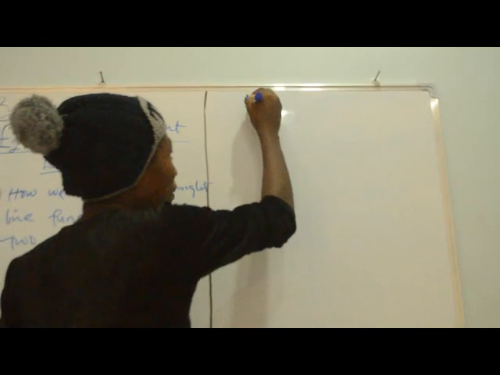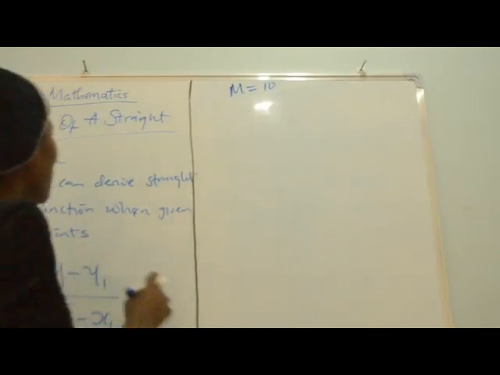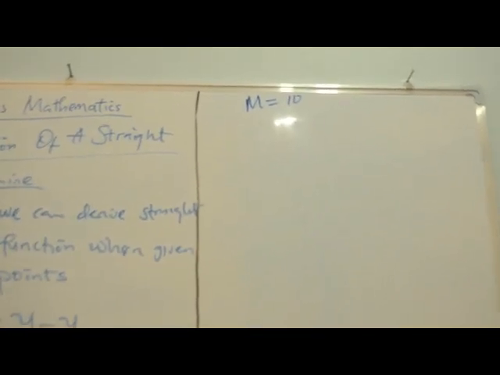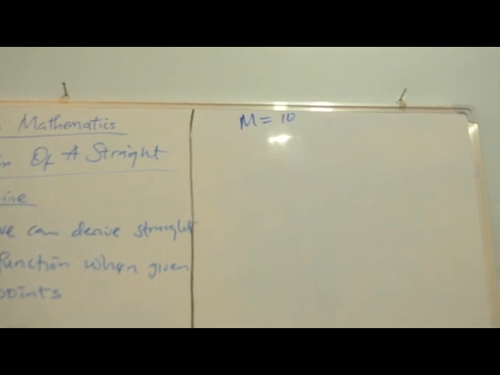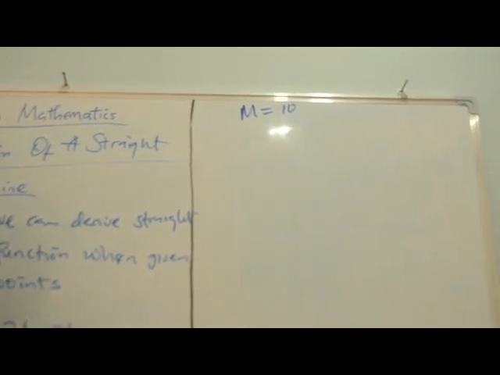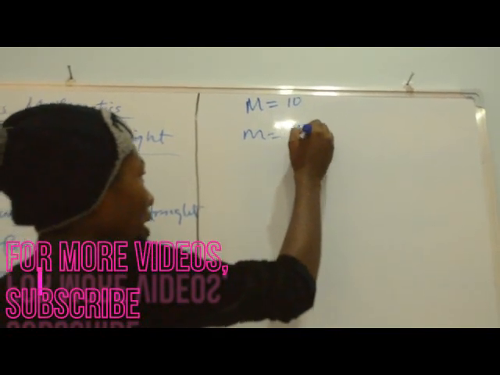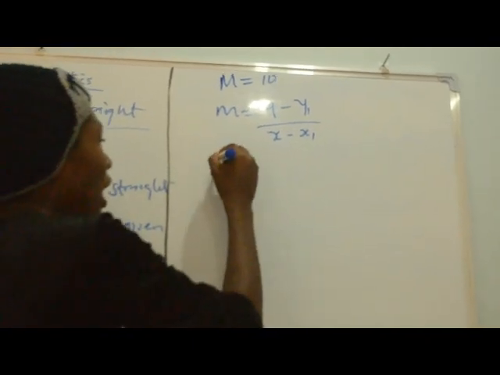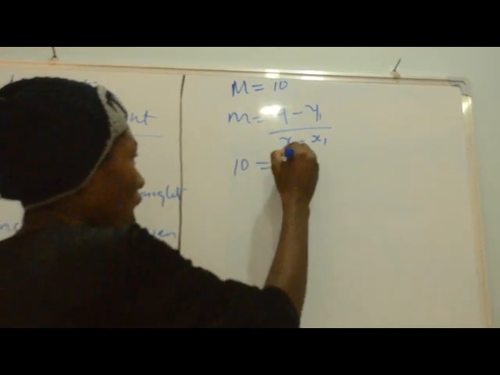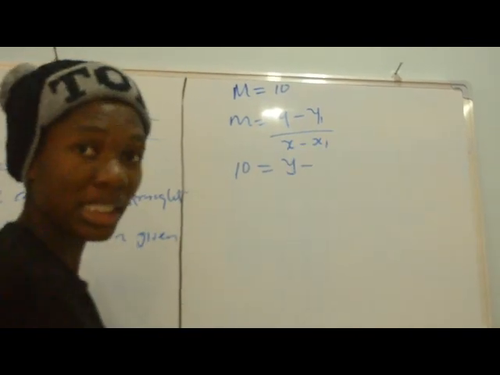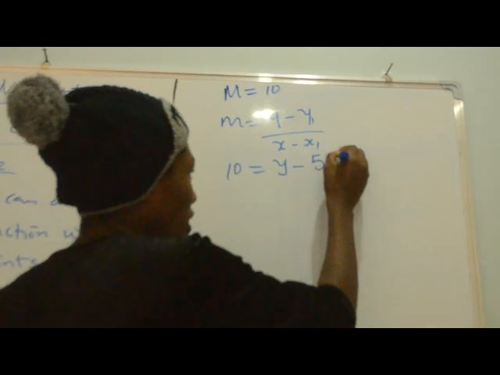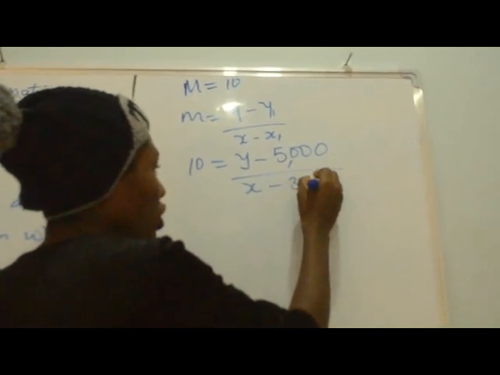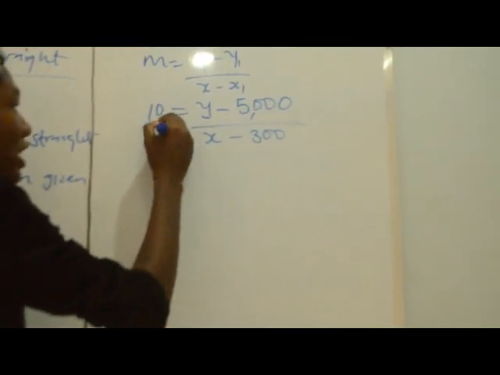Now we already have the gradient, which is our m equal to 10. Now we're going to use this to determine our equation of the line, which is that our m is equal to y minus y1 over x minus x1. So our m here is 10, and our y1 in our previous work was 5,000, and our x1 was 300. And we can say this is over 1.